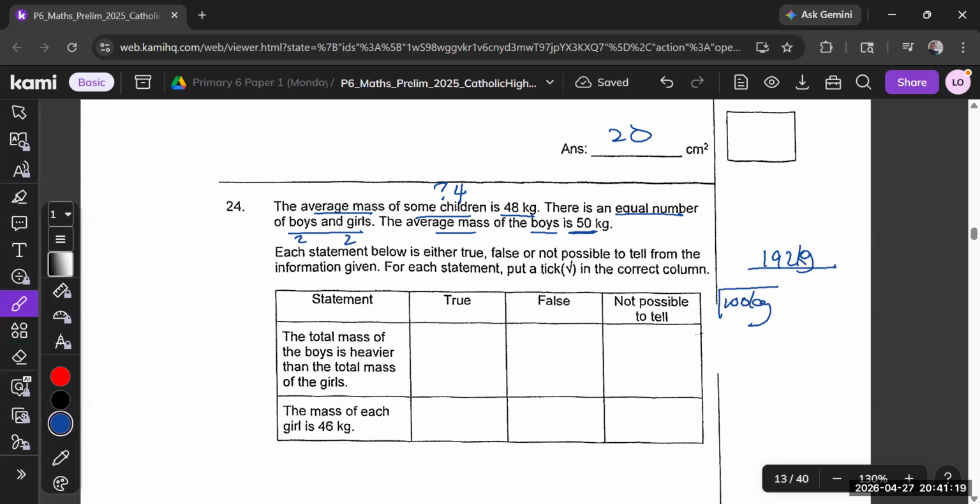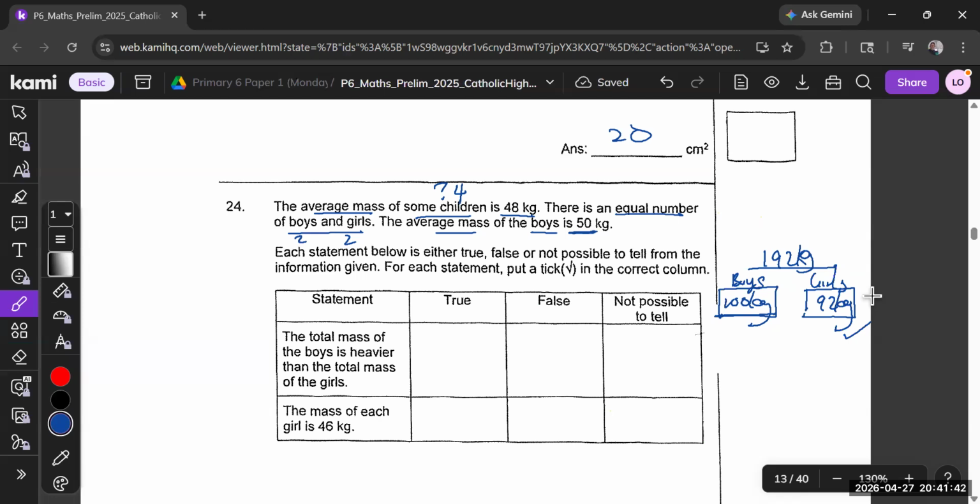And this is the total mass of the boys. Okay, the boys. And then how about the total mass of the girls? 192 minus 100. This is the girls, right? So is the total mass of the boys heavier than the girls? Yep. Okay, but give a big example.